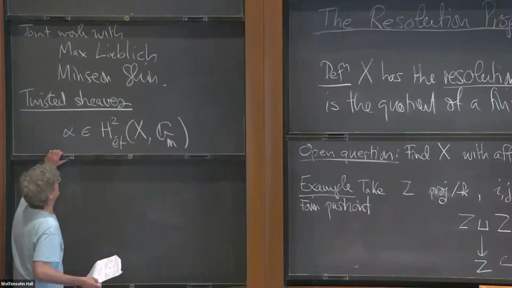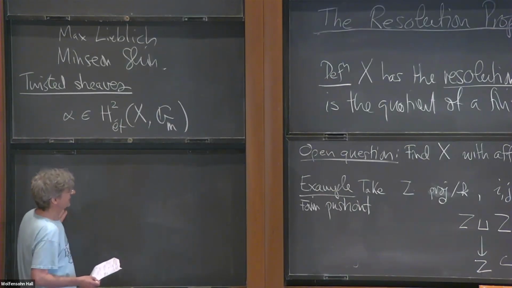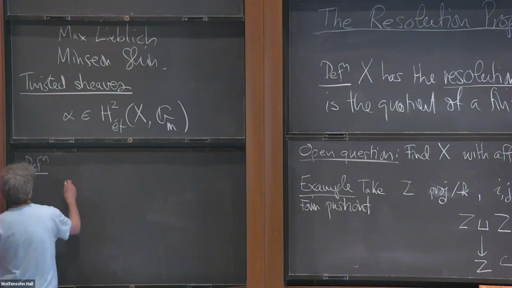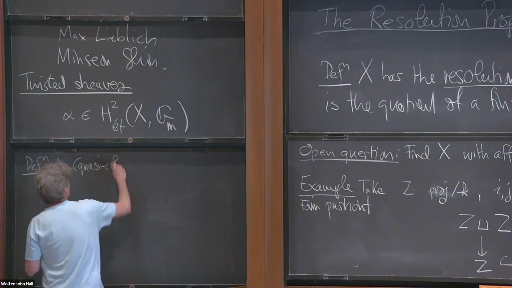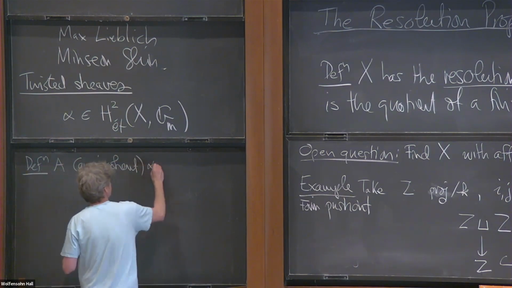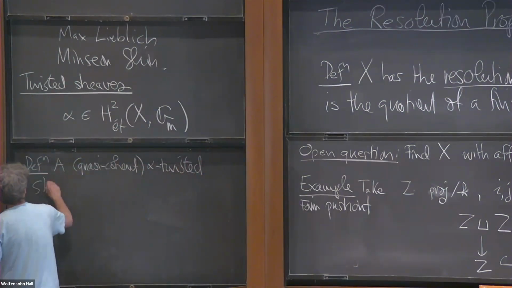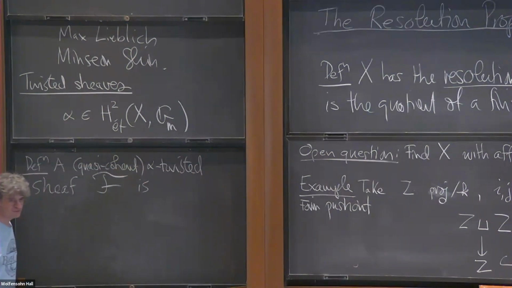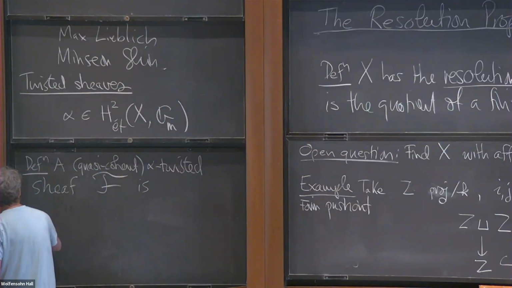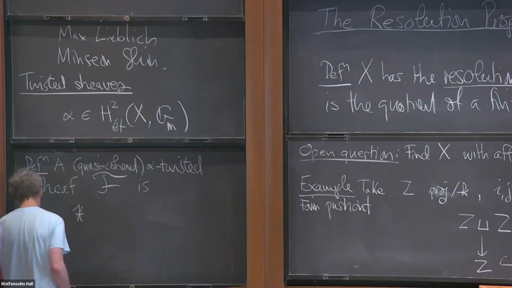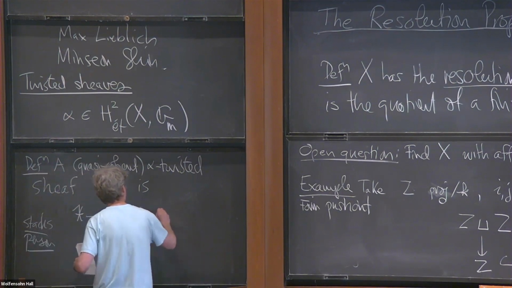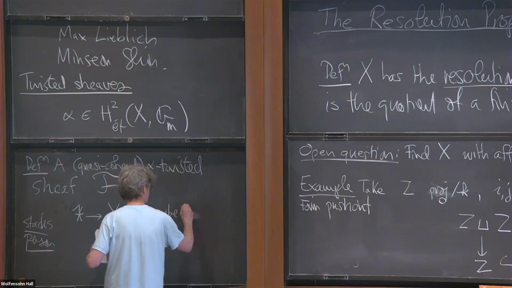So twisted sheaves, definition. I'm not going to write this out. Quasi-coherent alpha-twisted sheaves F, okay, there are two ways to say this. So if you're a stacks person, then you let script X to X be a G_m-gerbe which corresponds to alpha, right?